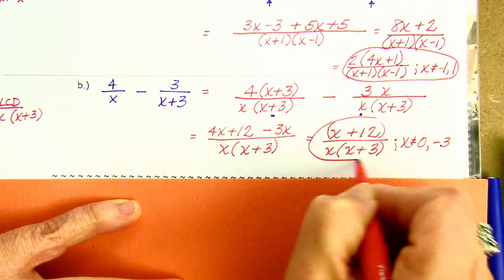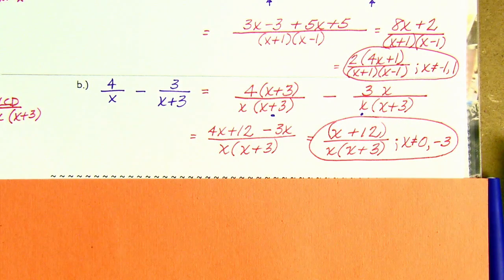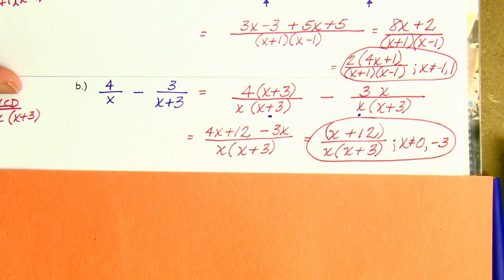And I'm going to circle my final answer. So those two problems were pretty straightforward. The denominators were prime. You could not factor them. And now we're going to go into finding the least common denominator of rational expressions where the denominators have to be factored first. Okay?